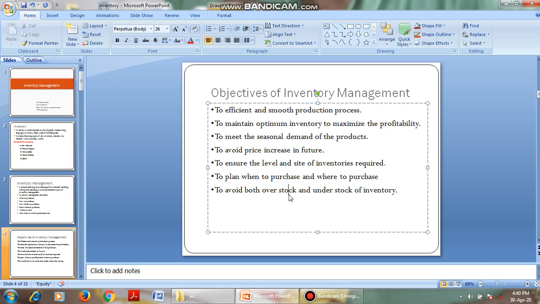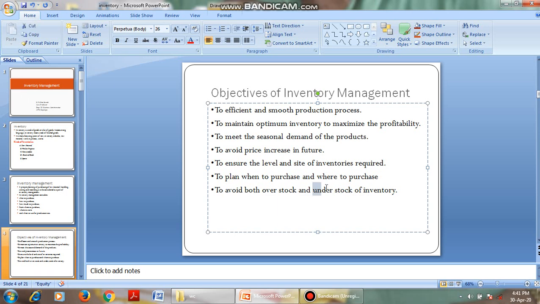What is overstock? Overstock is, for example, if you need 100 bags of raw material, how much do you purchase? You purchase 110 bags of raw material. It is not overstock, it is an optimum stock. If you purchase 150 bags of raw material, that is overstock. Or if you purchase 70 bags, that is understock.